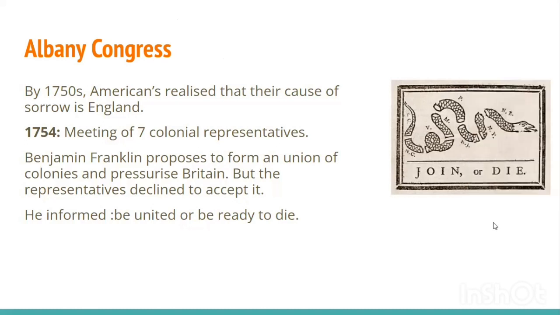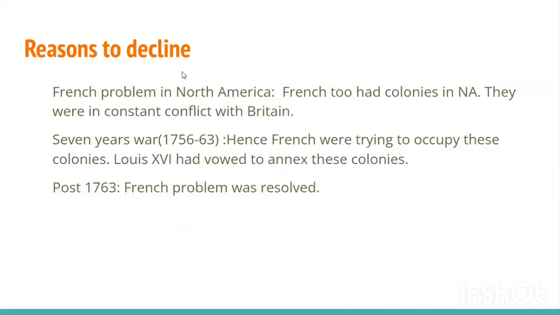All right, fine. The main issue why they were not ready at that time to join the Congress was the French problem, right? Do you remember? Even the French had their colonies in America. And I told you that the French and the English were traditional enemies of each other. They were constantly in conflict with each other. And the king of France, Louis XVI, had taken a vow that he would annex all the British colonies which were there in North America.